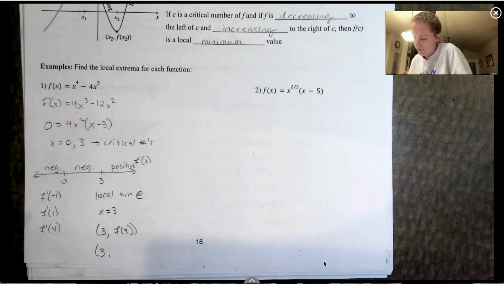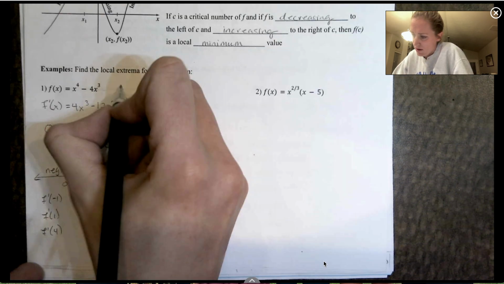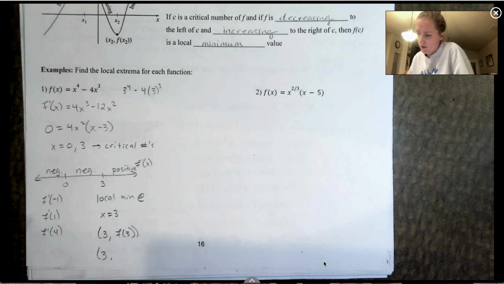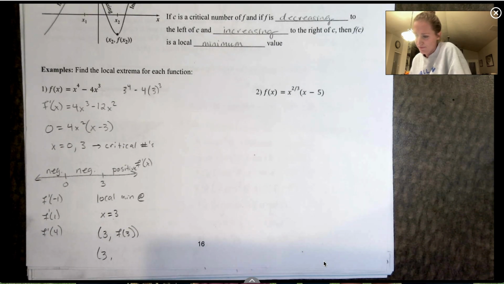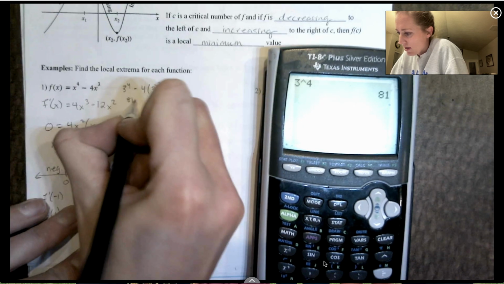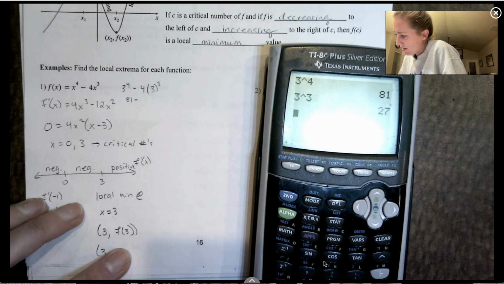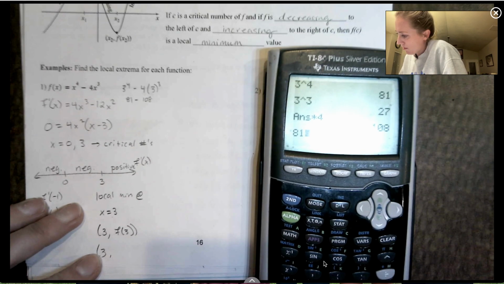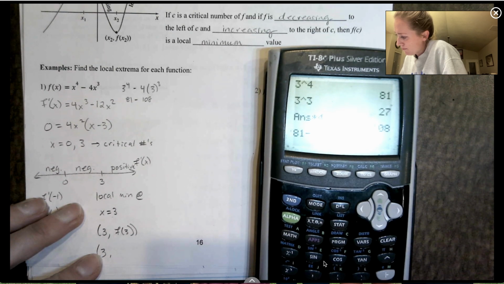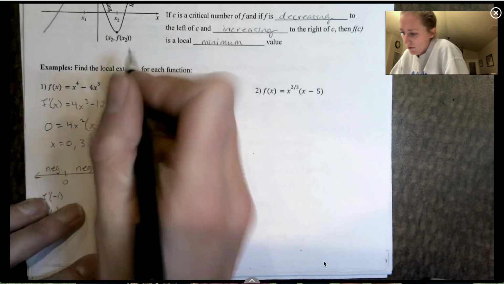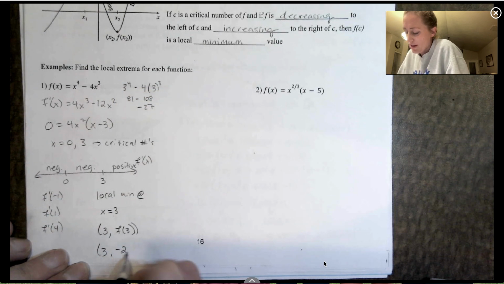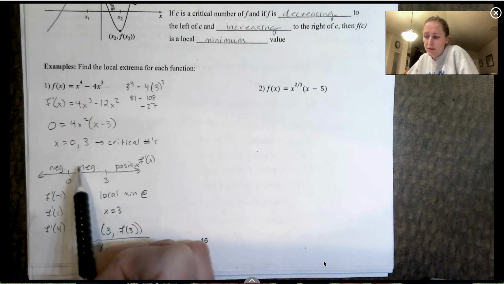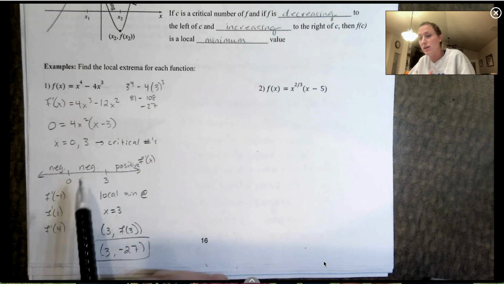I don't think that's right. Sorry. We're doing 3 to the 4th minus 4 times 3 to the 3rd. So 3 to the 4th is 81, and then 3 to the 3rd times 4 is 108. So 81 minus 108 is -27. That gives me the y value, so this is where the local min occurs. There is no local max because it never goes from positive to negative, or from increasing to decreasing.